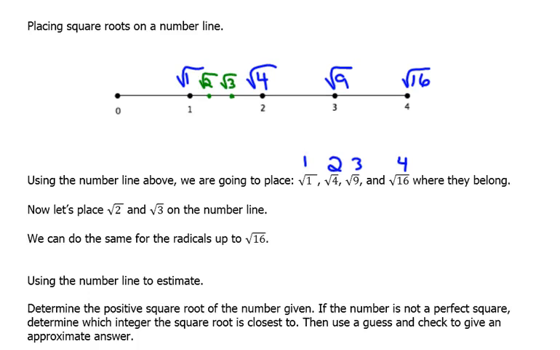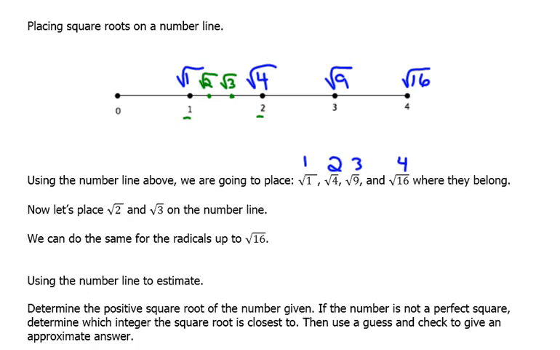Right? Square root of 1, 2, 3, 4. These are perfect squares. The ones in blue are perfect squares, so they fit exactly at a number. 2 and 3 are going to be somewhere in between. So the square root of 2 is between 1 and 2. The square root of 3 is between 1 and 2, but closer to 2.